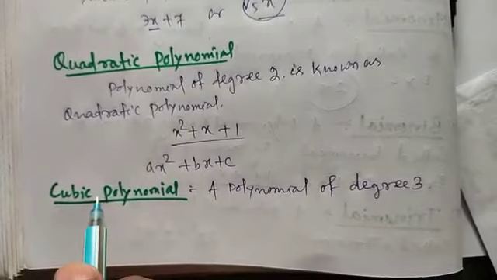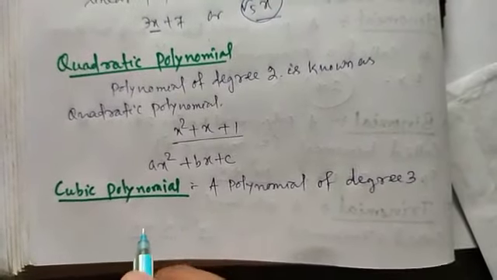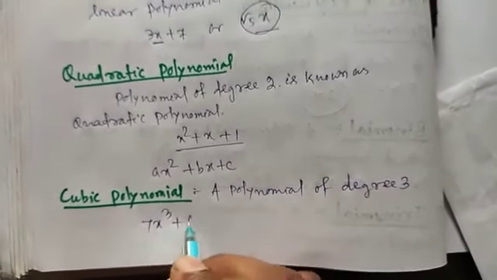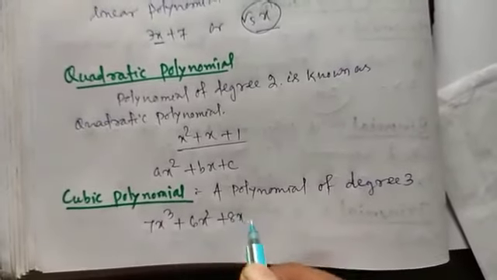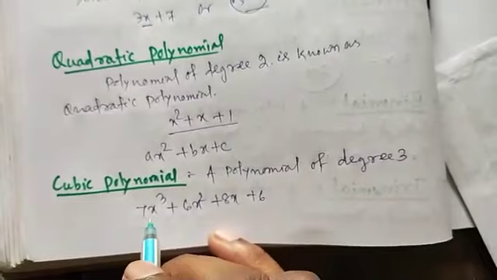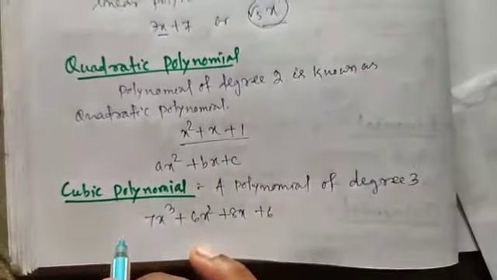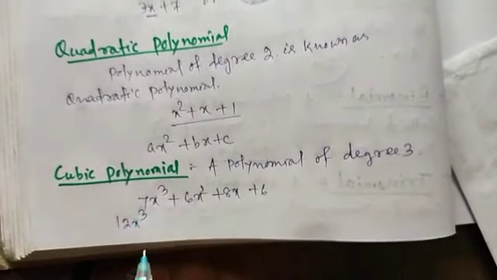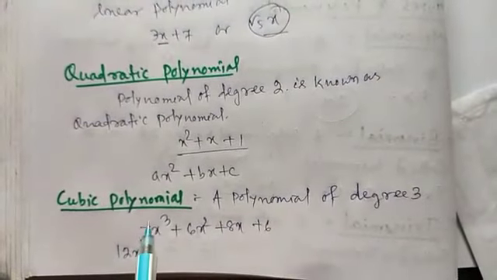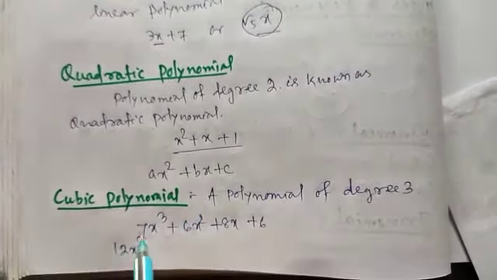Then cubic polynomial. A polynomial of degree 3 is known as cubic polynomial. For example, 7x cube plus 6x square plus 8x plus 6. It is a cubic polynomial because it is of degree 3. Or we can say that 12x cube is also a cubic polynomial. So a cubic polynomial may be a monomial or binomial or trinomial. Here it is a monomial.